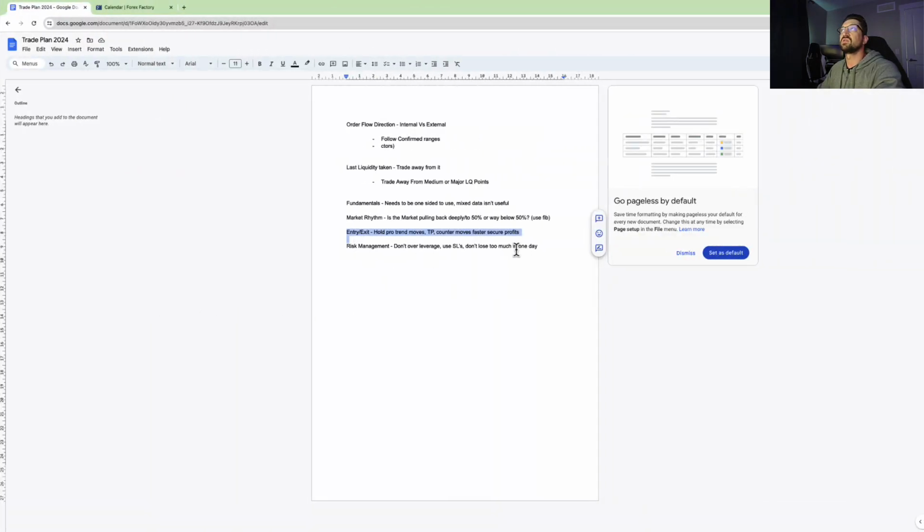Risk management, that's pretty simple again. Don't over leverage, use stop losses, don't lose too much in one day. So that's as simple as it can be. You don't have to complicate it any more than that.